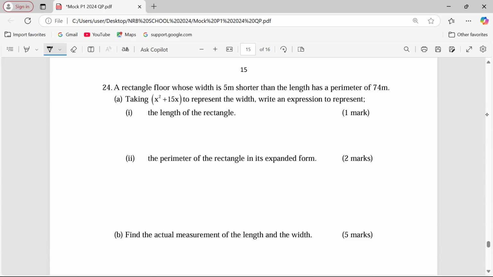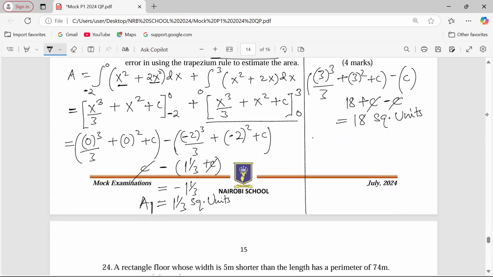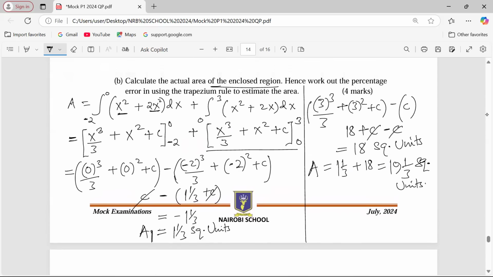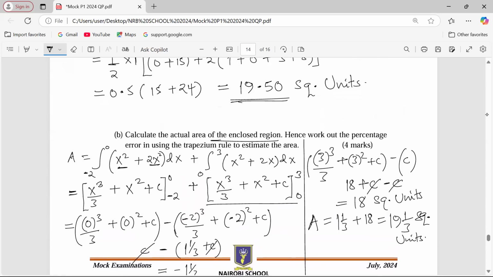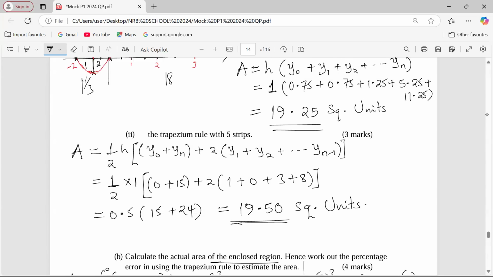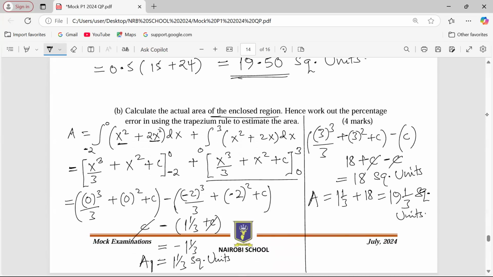So we can get the total area by adding now. Total area shall be 1 1/3 plus 18, giving us 19 1/3 square units. This is the actual area. So the area by integration in this part is 19 1/3. Now you can see the estimated areas, 19.5 and 19.25, but the actual area is 19 1/3 square units.